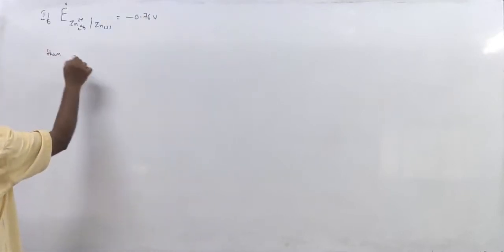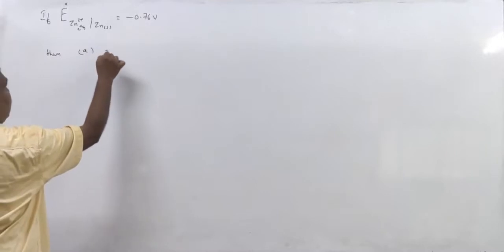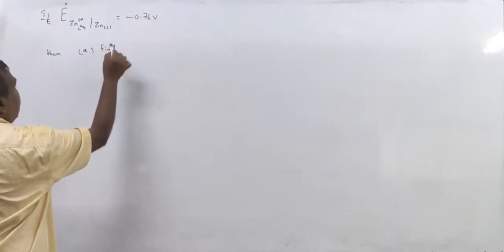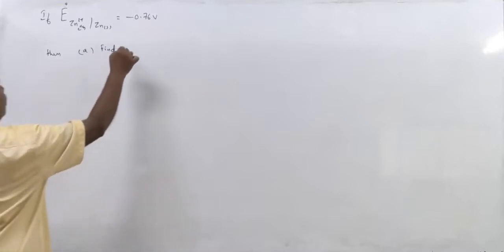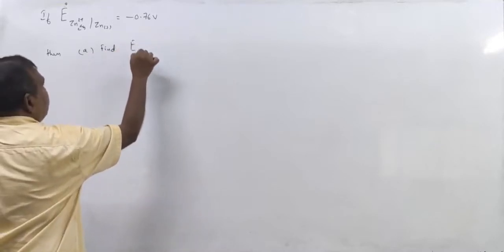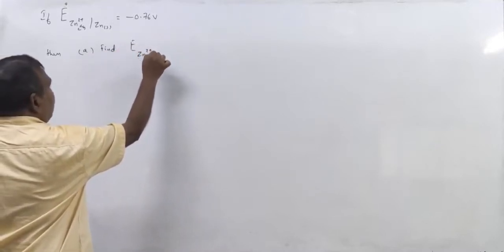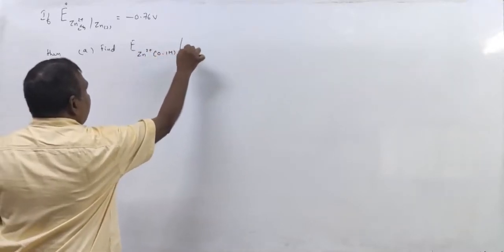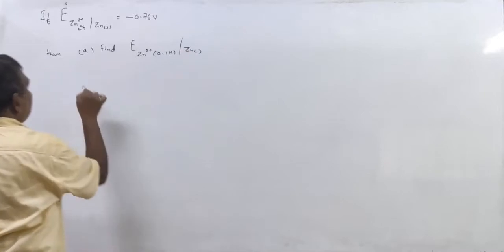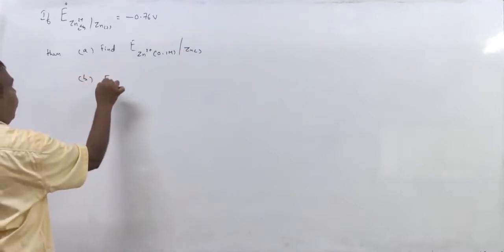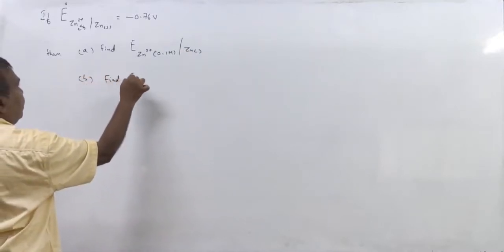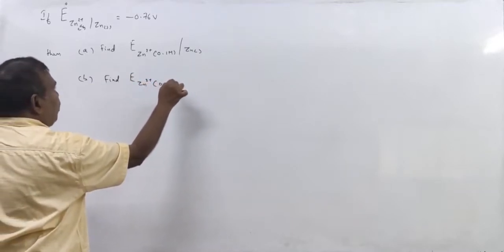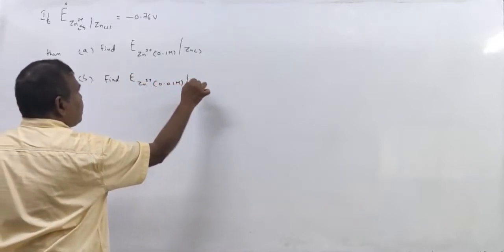Then, A, find E of Zn2+ with concentration of 0.1 molar to Zn solid. B, find E of Zn2+ with concentration of 0.01 molar to Zn solid.